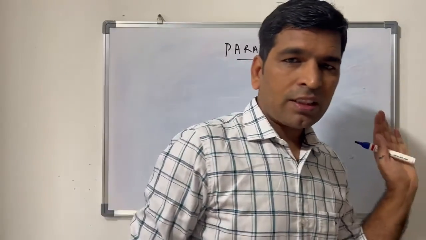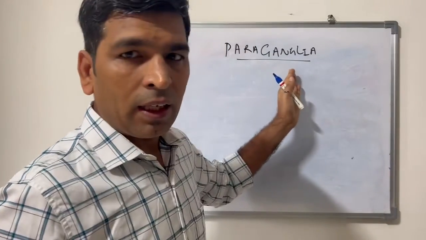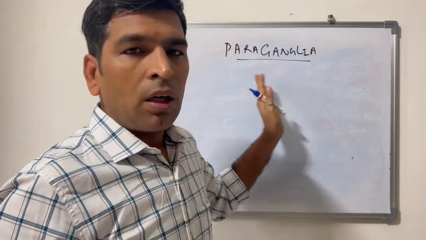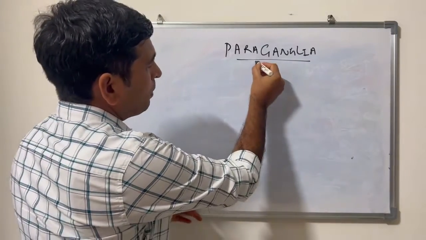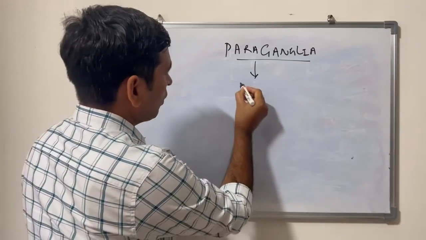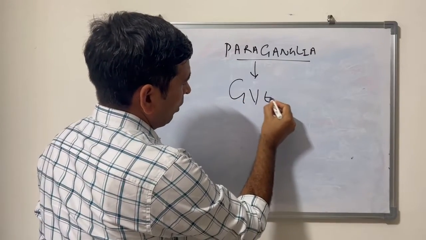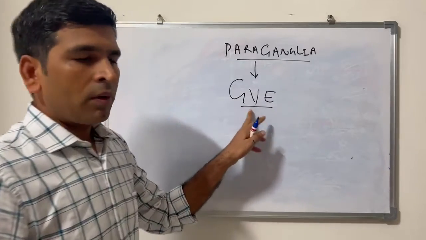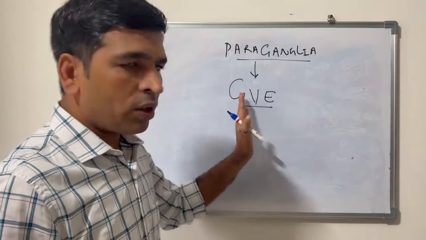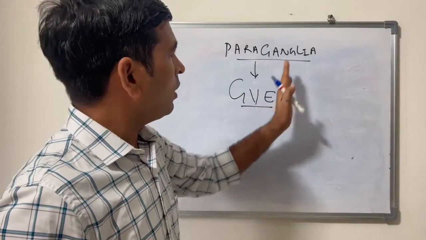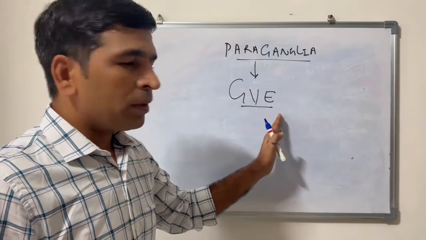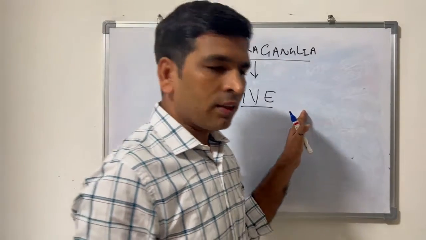Hi guys, today's lecture is about parasympathetic ganglia, or you can say the parasympathetic supply of the head and neck. These parasympathetic ganglia come under the GVE column, meaning the general visceral efferent column. If you focus on this GVE column, you can come to know these ganglia and how they are supplying the parasympathetic supply to various head and neck glands.